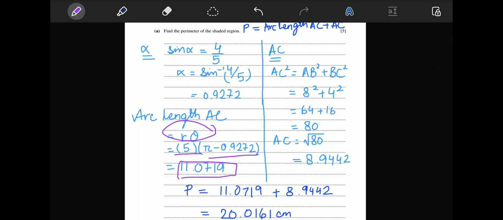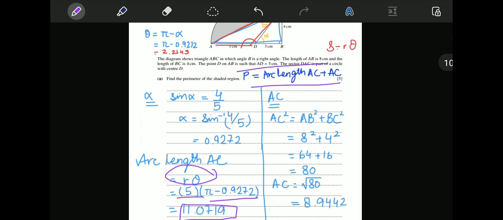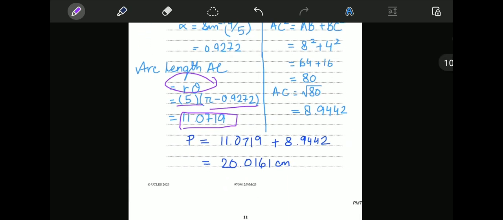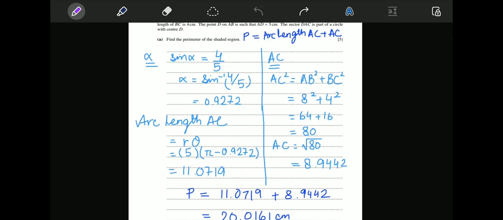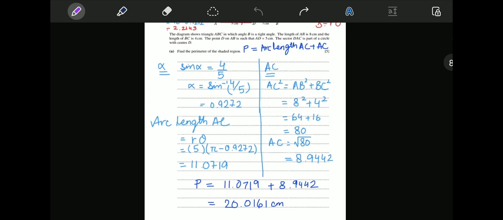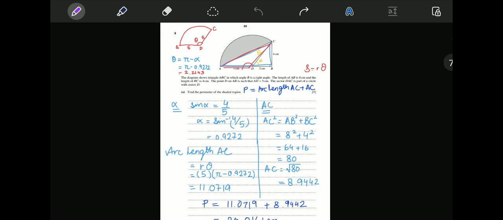Now the perimeter is easy, as we have written the relation in the start. Perimeter is going to be equal to arc length AC plus length AC. So adding these both will give you 20.0161. Okay, it is better to write your answer up to 4 decimal places. After the decimal, you need to write the maximum number of digits, so you don't need to round it off by yourself. Your examiner will do it. So this is your whole working.